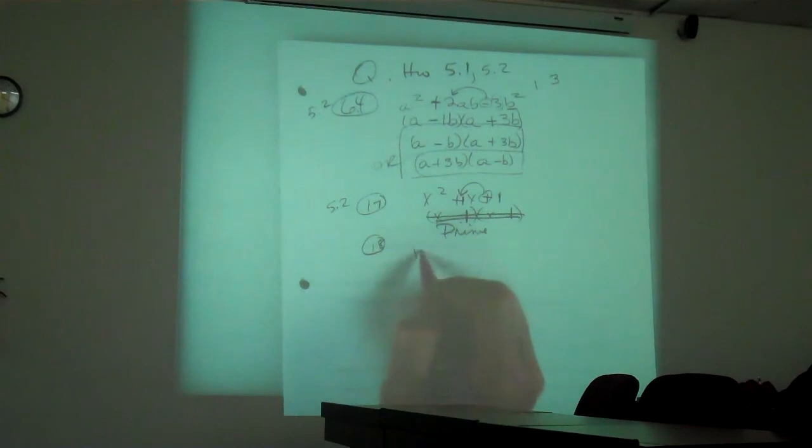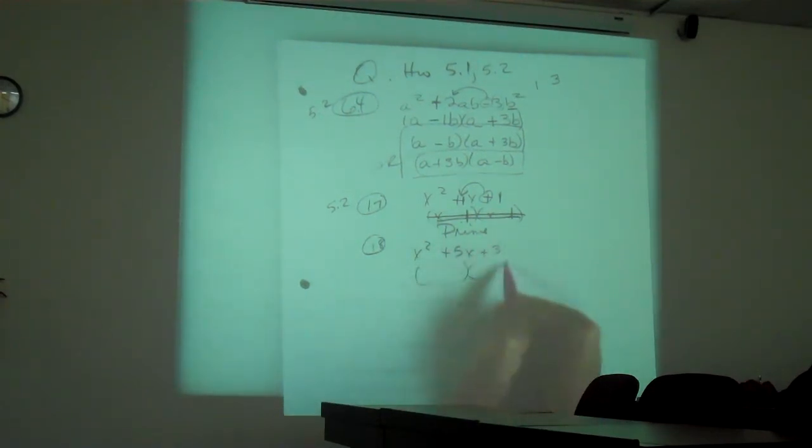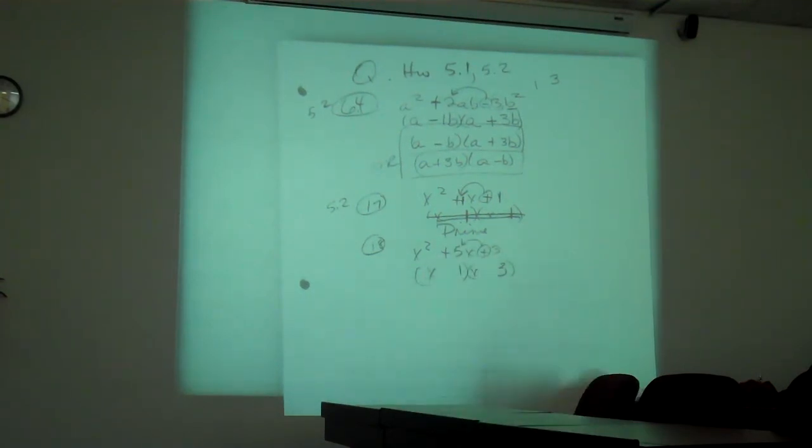X squared plus 5x plus 3. When you try to factor it, you would put x and x. 3 has to be 1 and 3. To add them to get 5, there's no way you can add 3 and 1 to get 5. The middle could have been 3 plus 1, 4, or that could have been subtracted. You could have had a 2, positive or negative 2.